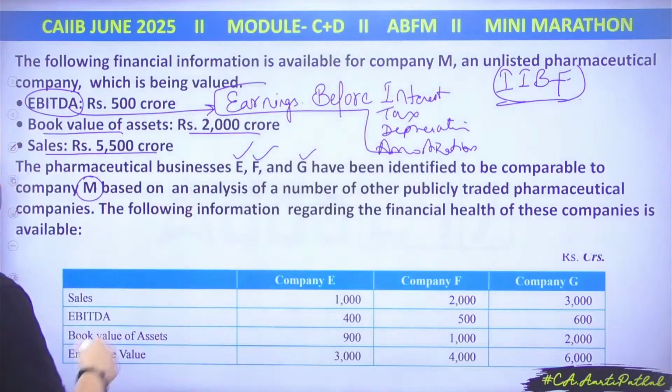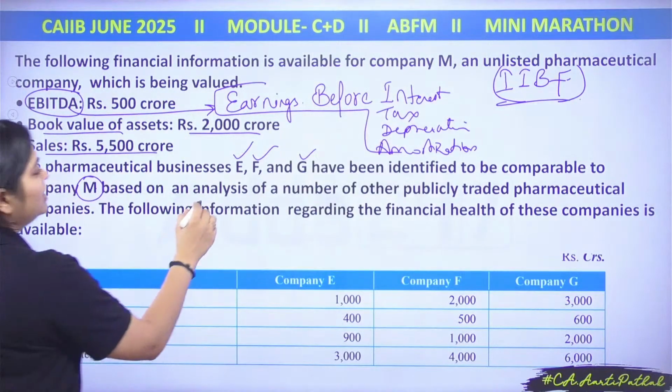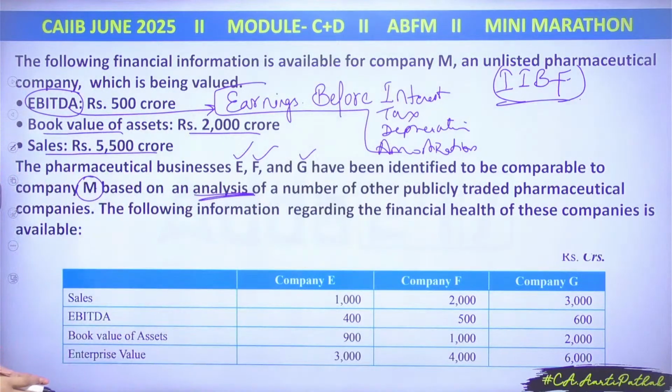They are comparable to company M, based on an analysis of a number of other publicly traded pharmaceutical companies. Now the following information regarding the financial health of these companies is available: sales, EBITDA, book value of assets, enterprise value. And you have company E data, company F data and company G data.